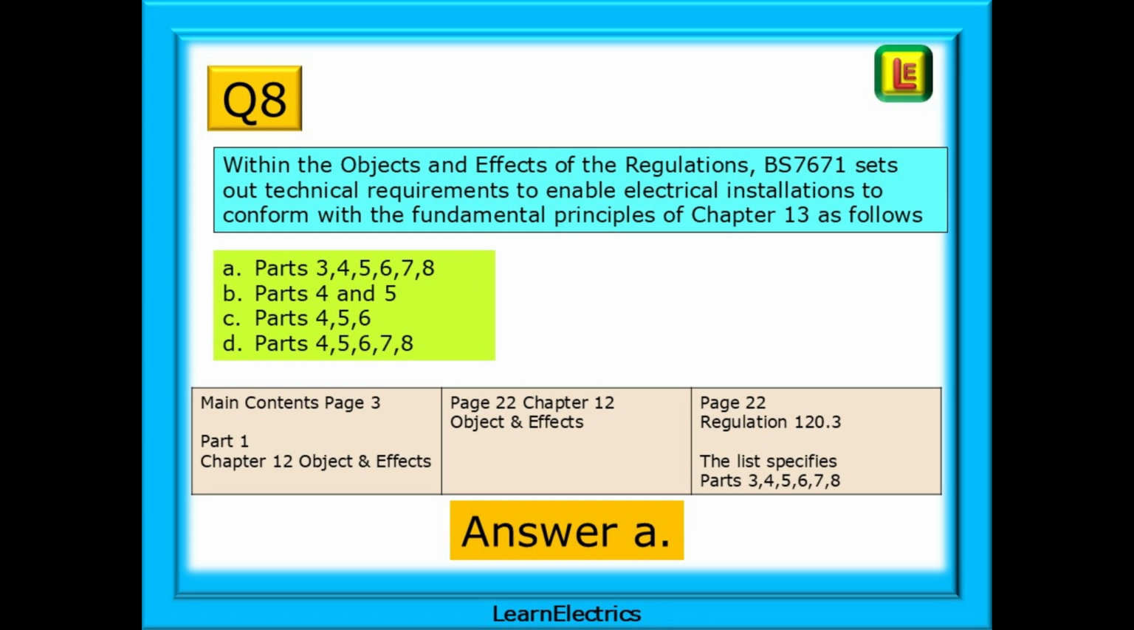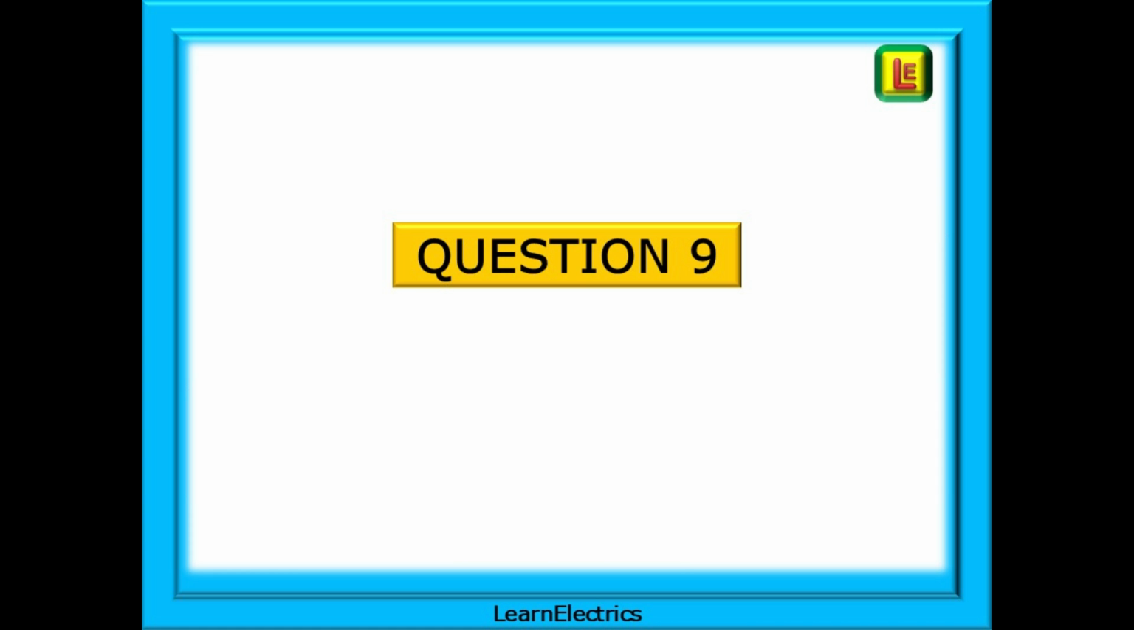And the route to follow is, on page 3, find part 1, object and effects. This tells us to look at page 22. On page 22, we have chapter 12, object and effects, and regulation 120.3, where we find the answer. The list in regulation 120.3 specifies parts 3, 4, 5, 6, 7 and 8. Choose answer A.